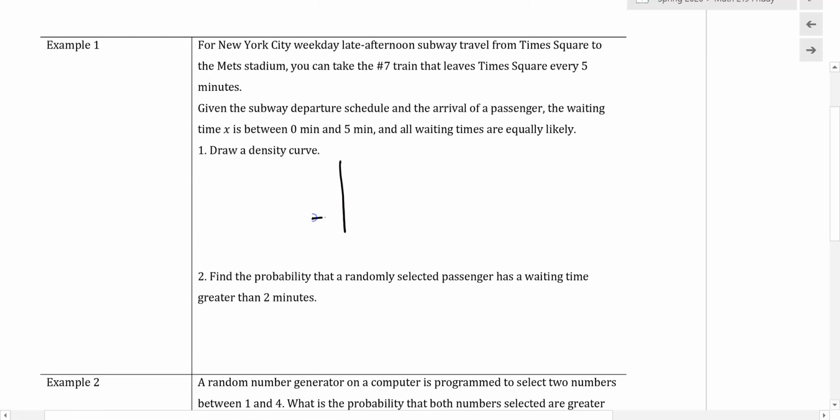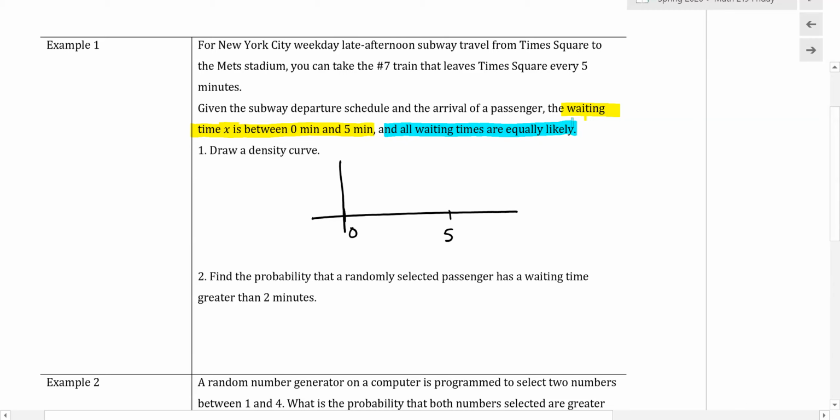So down here, I'm going to put on the horizontal axis my wait time. And notice they told us that x is the wait time. The waiting time x is between 0 and 5 minutes. So between 0 minutes and 5 minutes is the total time that I would have to wait for this train. I could wait any time in between, maybe 1.1 minutes, maybe 3.9752 minutes. There are infinitely many times technically between 0 and 5 minutes. So before I can calculate probability, this is an important piece. All the waiting times are equally likely.